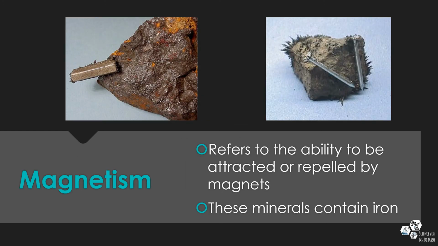Some minerals can be magnetic, or they'll have iron in them that attracts or repels magnets. Iron is the main magnetic element. So usually when we're talking about a mineral having this quality, they have to have iron in them.